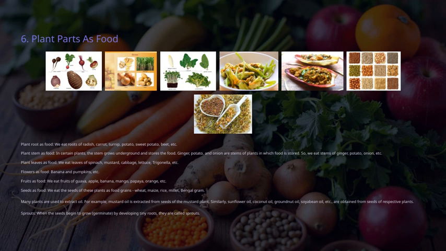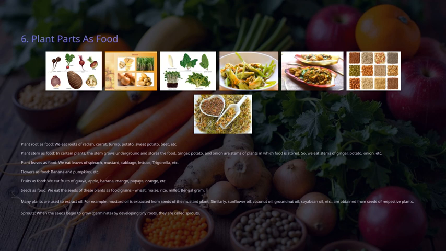Speaking of fruits, we eat the fruits of many plants like guava, apple, banana, mango, papaya, and orange. These are sweet or tangy and are rich in vitamins. Seeds are another important part. We consume the seeds of plants as grains. Wheat, maize, rice, millet, and Bengal gram are prime examples. These seeds are essential sources of energy.